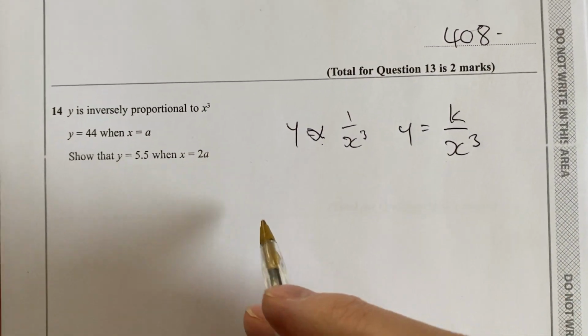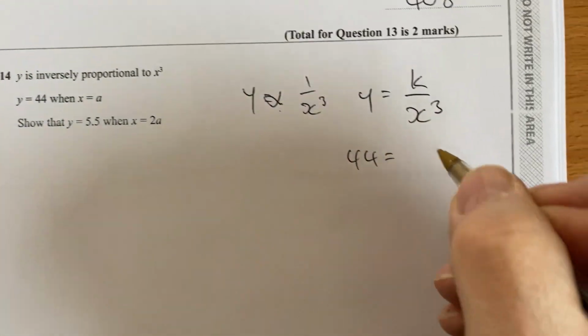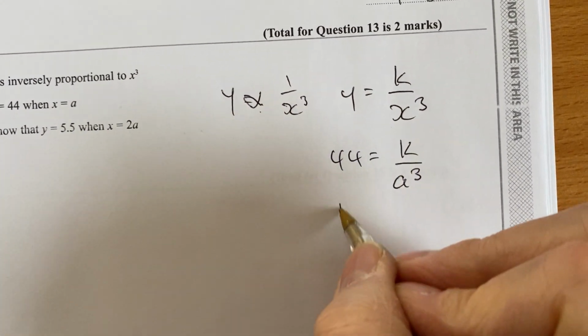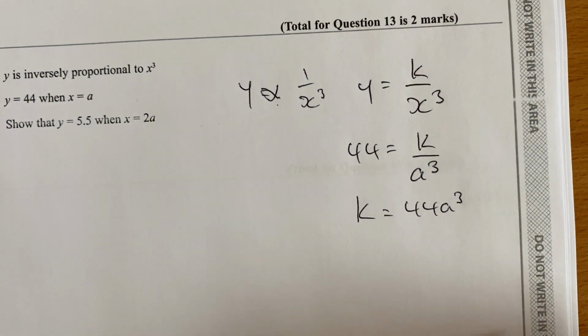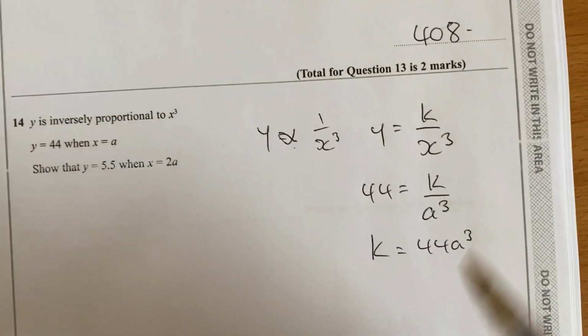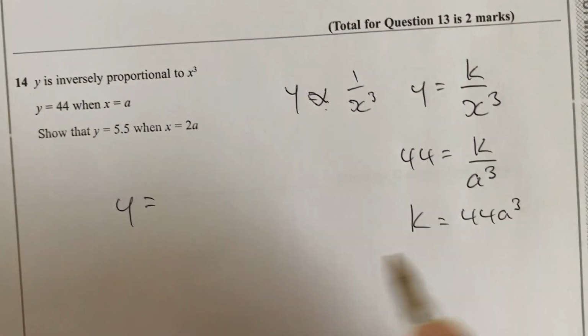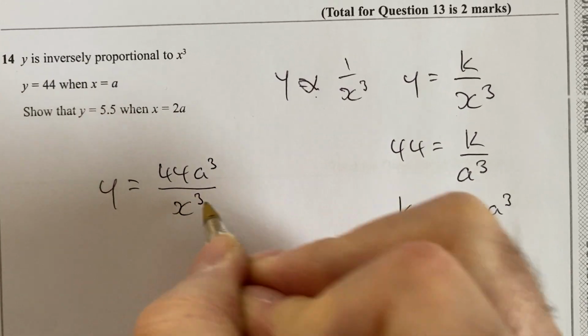Now you need to substitute the values in. When y is 44, x is a, so that's a cubed. So now I can work out that k must be 44a cubed. So my formula, don't worry, it's got an a in there. We are heading towards a 9 after all. So let's put it back into that formula. y equals k, which is 44a cubed all over x cubed.